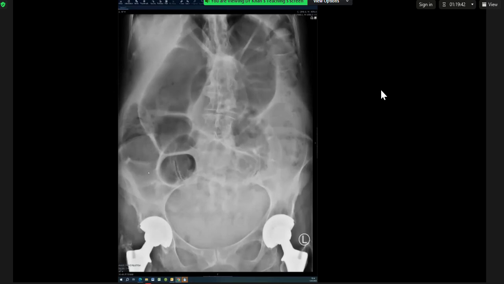Yeah. So if you think that's the right, I agree that's the right ascending colon, and then where does it go? And you said there's no gas in the rectum, so I'm guessing this little foci of gas.